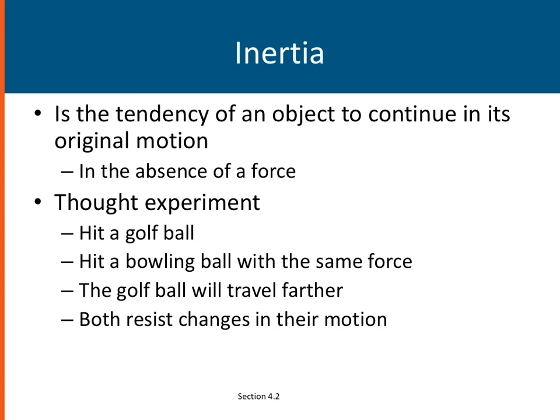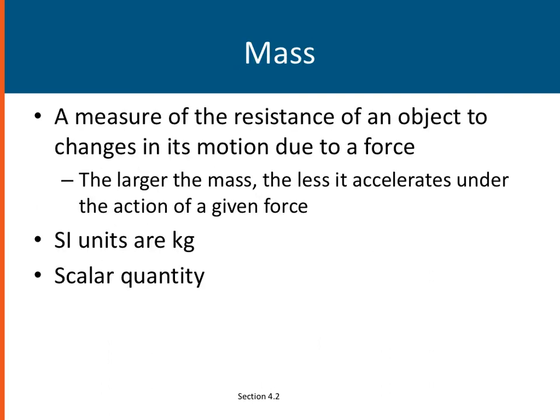So we say a bowling ball has more inertia than a golf ball. Both of these objects resist change in their motion. They both have a non-zero inertia. However, the bowling ball has much more inertia and is more likely to resist a change in motion. And so if you think about the fundamental differences between a golf ball and a bowling ball other than size, it is the mass of the two.